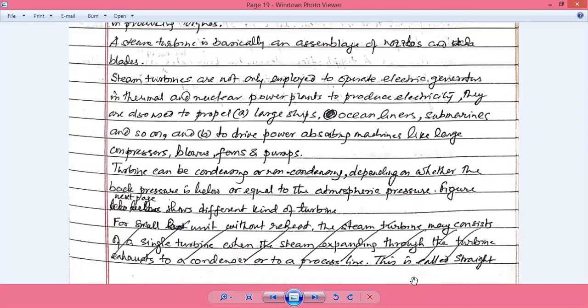A turbine can generally be condensing or non-condensing, depending on whether the back pressure is below or equal to the atmospheric pressure. If the back pressure, meaning the pressure at the outlet of the turbine, is below atmospheric pressure, then the steam will be converted into water. But if it is above atmospheric pressure, then it will remain more or less in the vapor side itself.